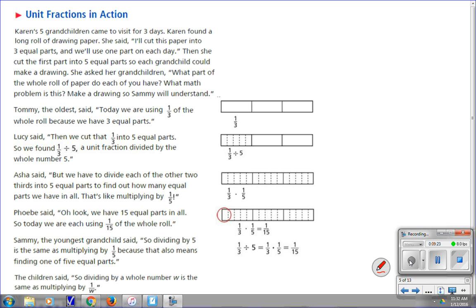This grandma's mean. She's making them do math when they're at her house. That's going to be me when I'm 80 years old.